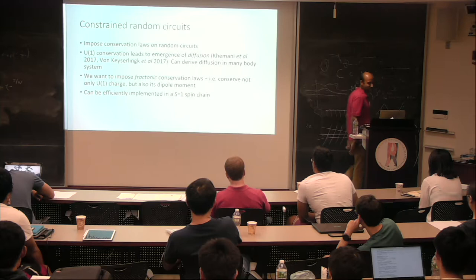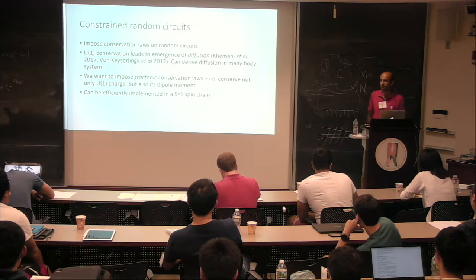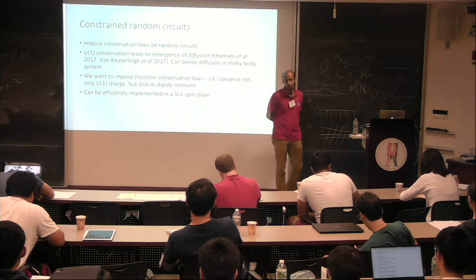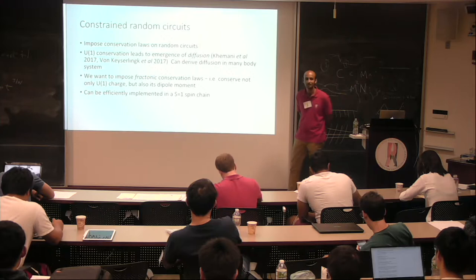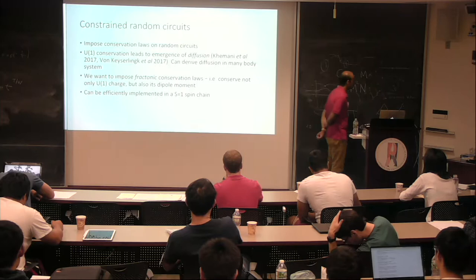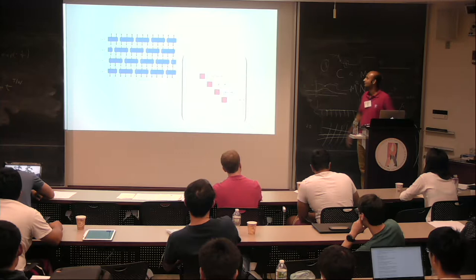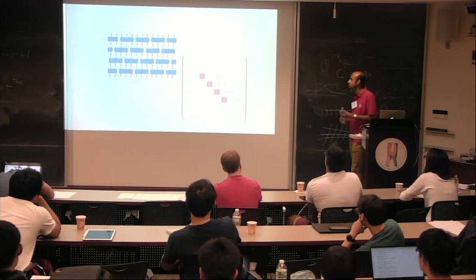What do I mean by a fractonic constraint? Well, I showed you already that the key property behind fractons comes about because of the existence of higher moment conservation laws. Conservation laws on dipole moment, let's say. So let's impose a dipole moment conservation. We'll consider a spin chain undergoing random circuit dynamics. The random circuit will be constrained to conserve a U1 charge and also the dipole moment of that charge. So pictorially, you have some random circuit and it's constrained to obey dipole moment and charge conservation.